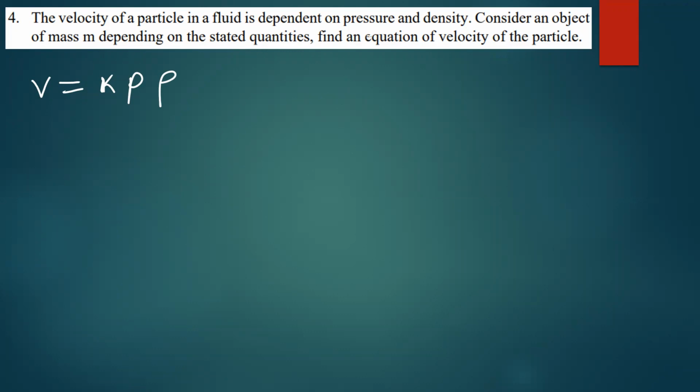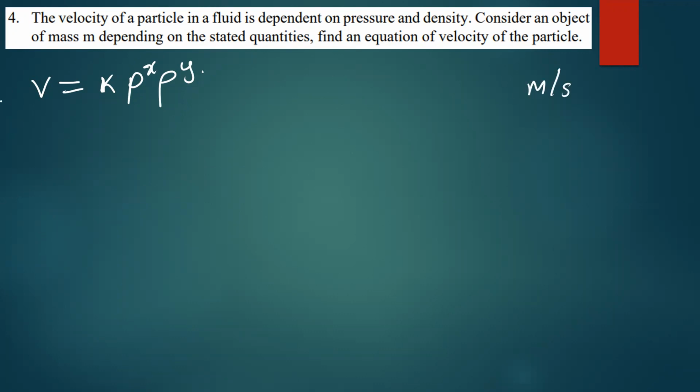Find the equation of the velocity of a particle. So I'm going to put x and y there. So my aim here will be to find the values of x and y. So what are the dimensions for velocity? We know that velocity is given by meters per second.